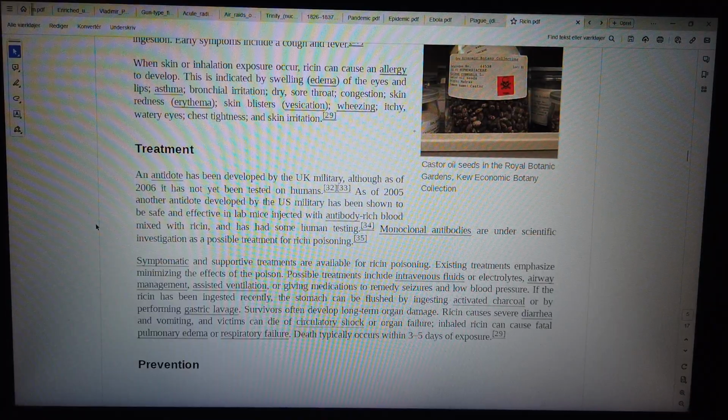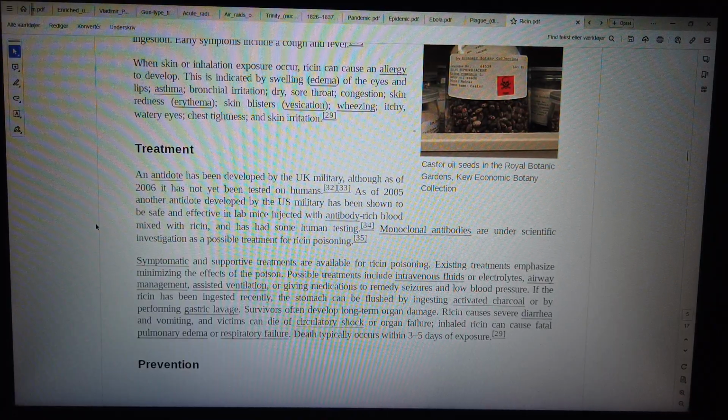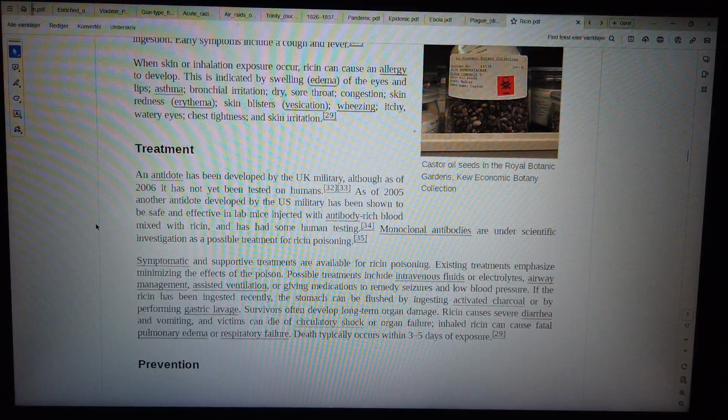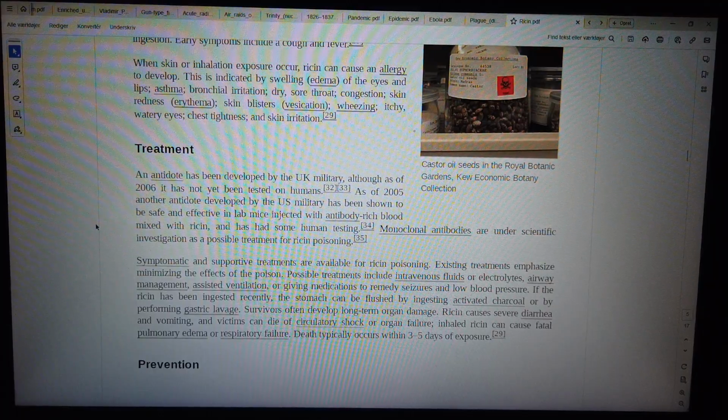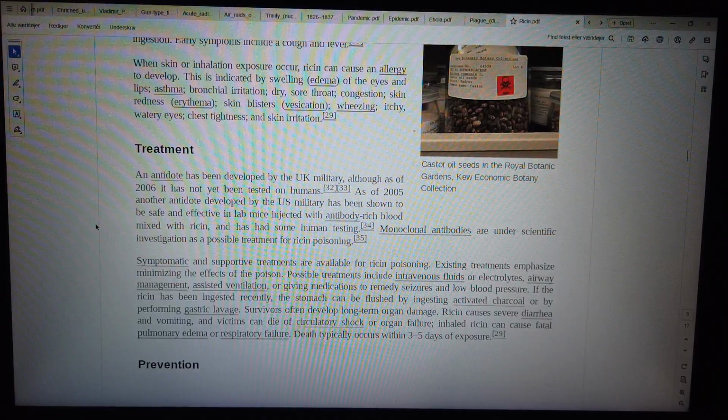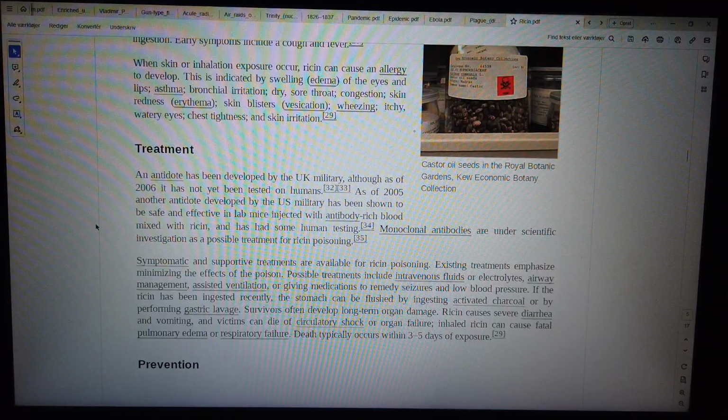Ricin causes severe diarrhea and vomiting, and victims can die of circulatory shock or organ failure. Inhaled ricin can cause fatal pulmonary edema or respiratory failure. Death typically occurs within 3-5 days of exposure.